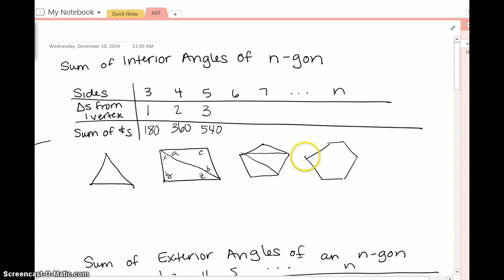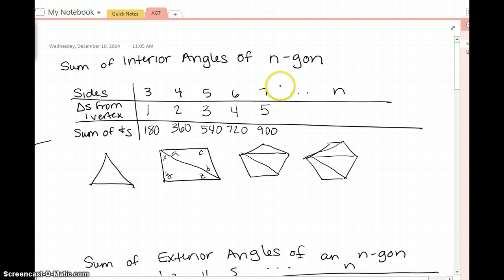Here, if I draw all of the diagonals from this vertex here, I end up with four triangles, and so 4 times 180 would be 720. And then finally, hopefully you see the pattern by now, there would be 5 here, and then the sum of the angles would be 900.